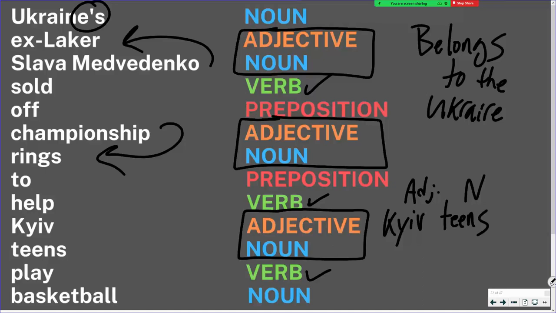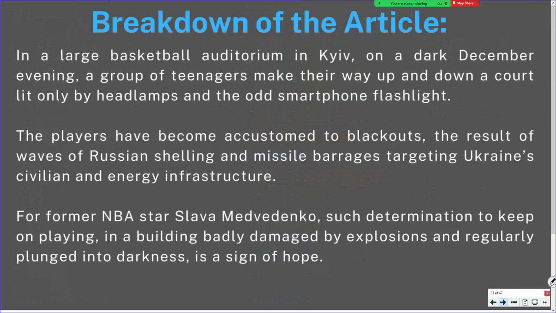And the words off and to are my prepositions. The words that show relationships to things. So to, off, under, during, while. Prepositions show us where something is or when it's happening, usually. So here's a breakdown of the article. We've got the first three paragraphs, and I'm gonna break those down for us, okay?